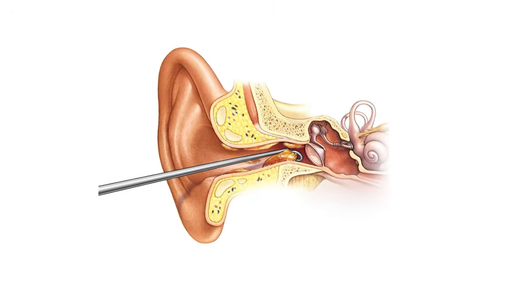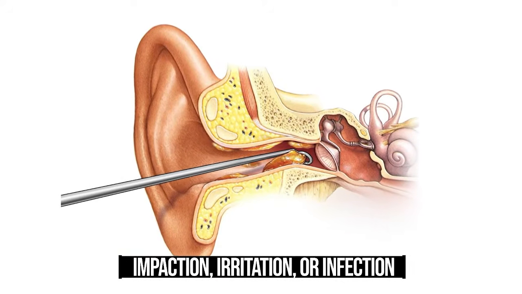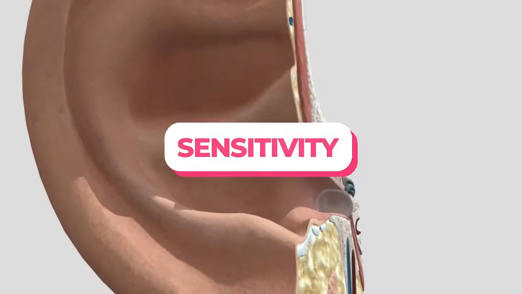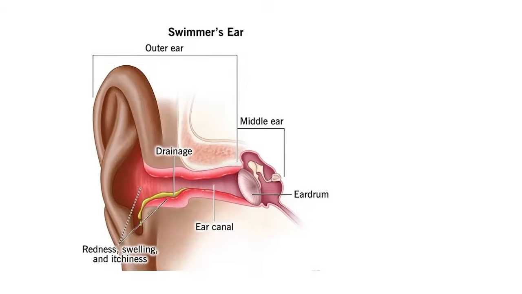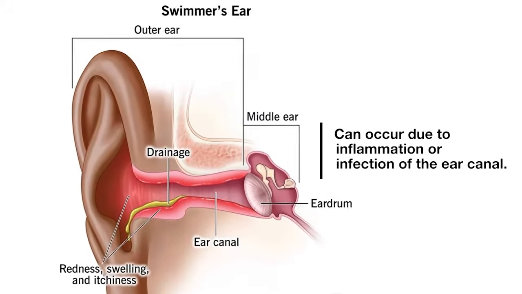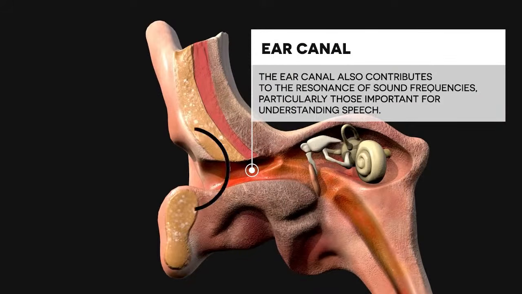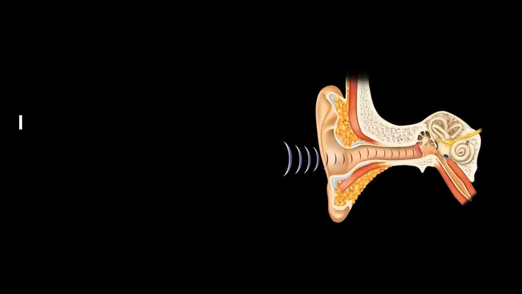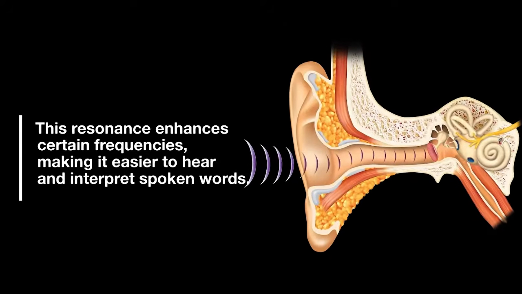Overcleaning or using inappropriate objects to clean the ear can disrupt this natural process and lead to problems like impaction, irritation, or infection. Sensitivity. The skin in the ear canal is thin and sensitive, making it susceptible to irritation and infection. Conditions like otitis externa, swimmer's ear, can occur due to inflammation or infection of the ear canal. Resonance. The ear canal also contributes to the resonance of sound frequencies, particularly those important for understanding speech. This resonance enhances certain frequencies, making it easier to hear and interpret spoken words.